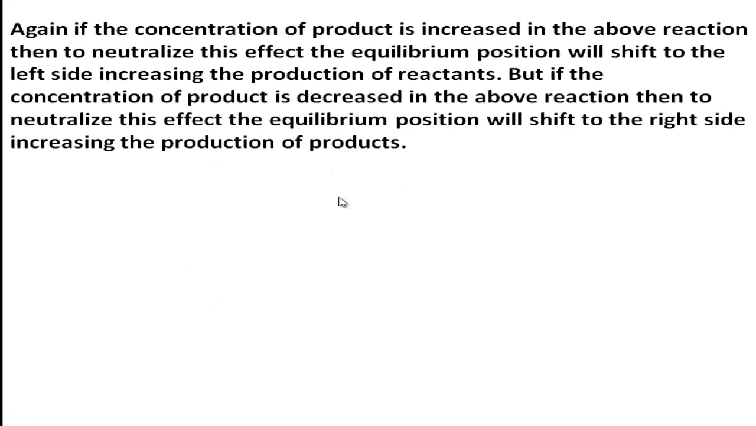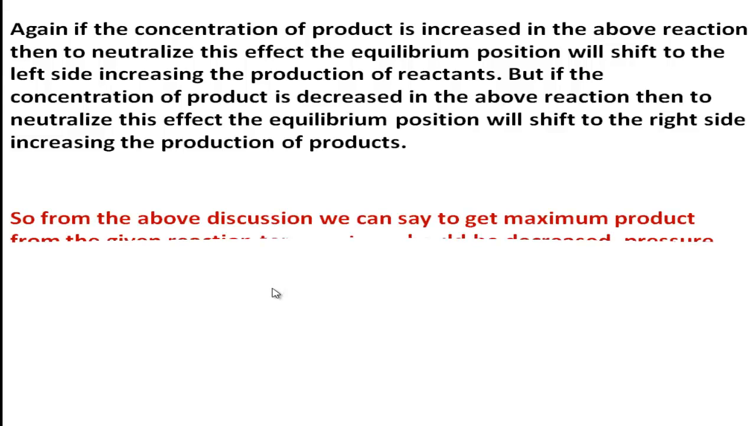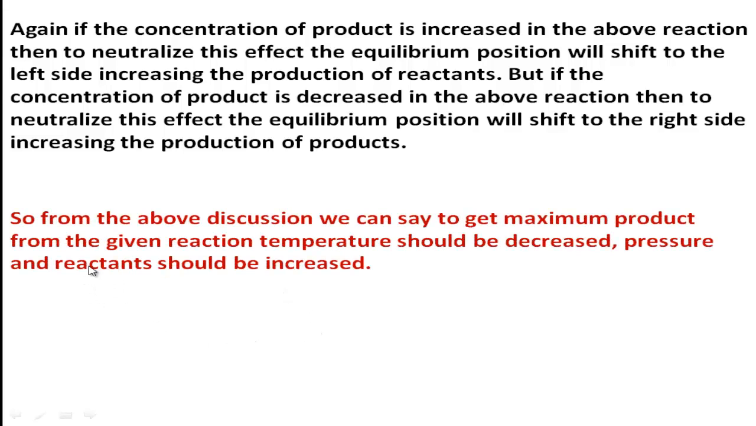But if the question comes like this, how will you get maximum product from a given reaction? Explain according to Le Chatelier's principle. Then how will you write the answer? Similarly, you have to write from first to last. Just at last you have to add these lines. So from the above discussion, we can say that to get maximum product from the given reaction, temperature should be decreased, and pressure and reactant should be increased.